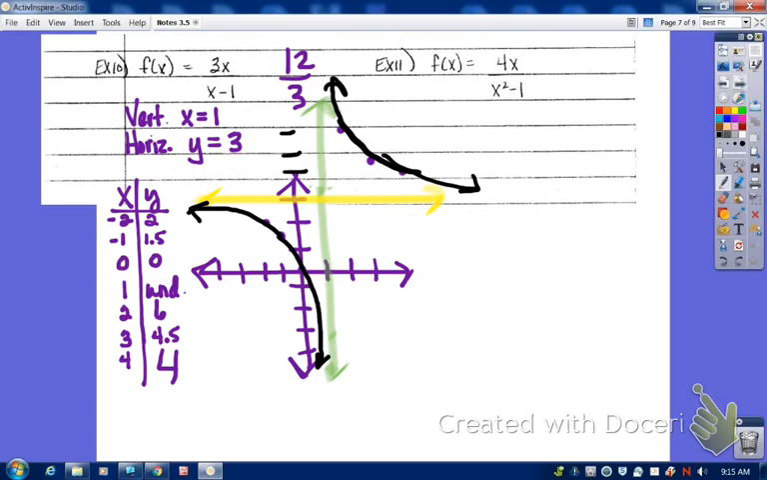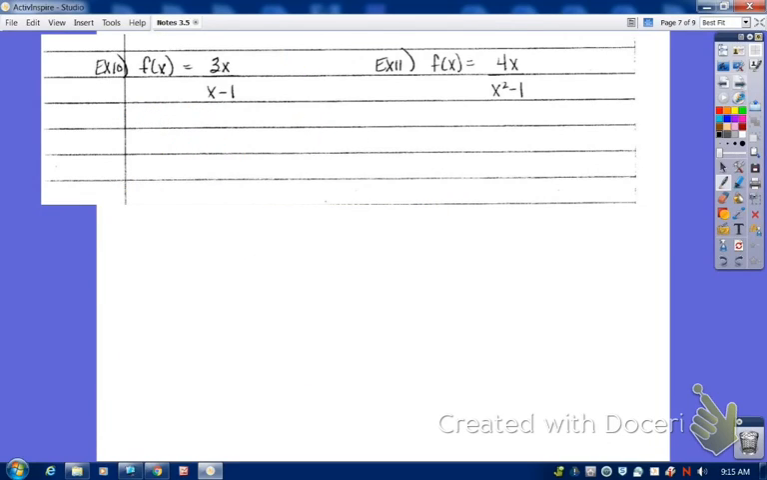Let's look at example 11. I'm going to erase 10s. Everybody got 10? All right. So we're going to narrow down our 4 steps. What's our first step going to be? First step, vertical asymptotes. Vertical asymptotes come from excluded values in the denominator. 1 and negative 1.